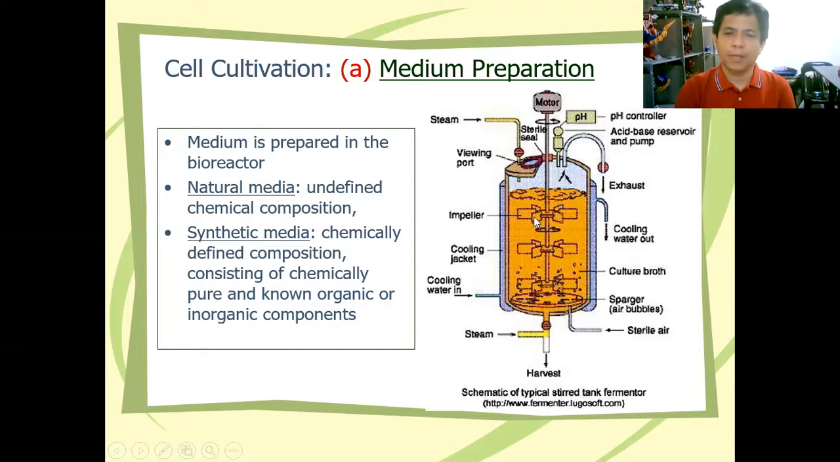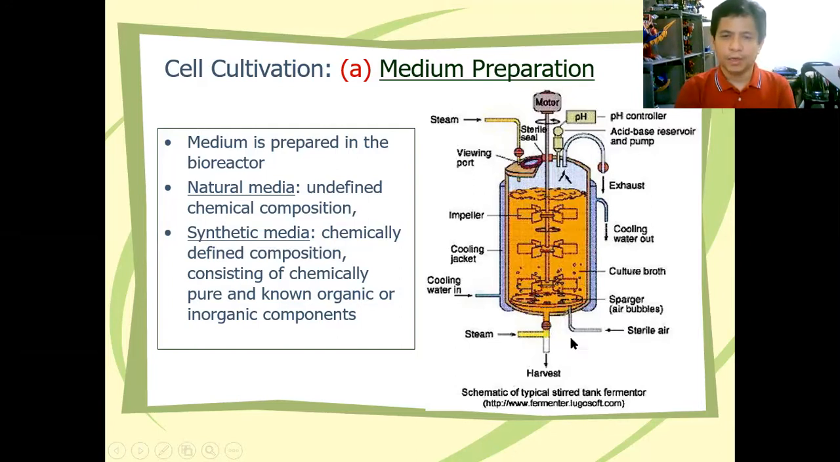And then we have the impeller. This is used to mix the media, no? Then we have cooling jacket. So usually, as you can see, may pumapasok ditong cooling water para pag tumaas yung temperature, mapapalamig natin, ano? Kasi kailangan natin i-maintain yung optimum temperature. So pwedeng meron din ditong steam ulit, no? So pwedeng ito yung mag-maintain ng temperature, pwede rin siya sa sterilization.